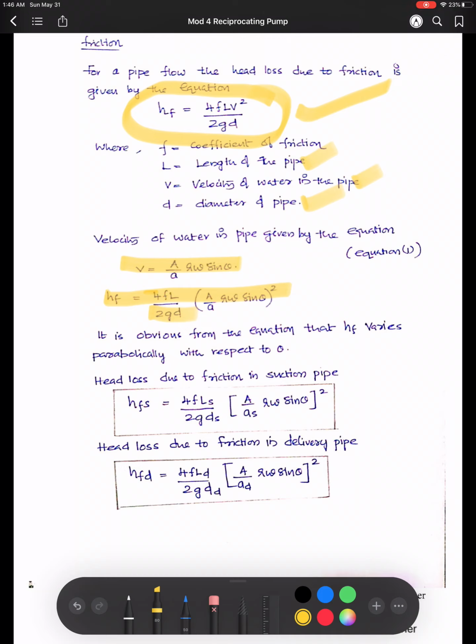In order to find the head loss due to friction in the suction pipe, you will just simply change the dimensions depending on which pipe you are finding out the head loss due to friction. So I hope you all have clearly understood the derivation part.